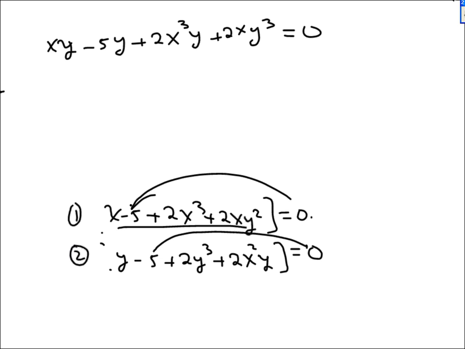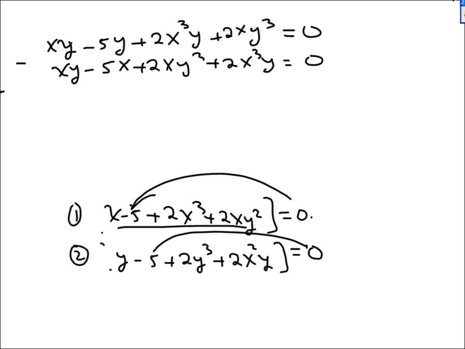0 times y is 0. The second equation on the bottom, I'm going to multiply it by x. I'm multiplying by x. If I don't keep saying that, I will forget that's what I'm doing. Okay.